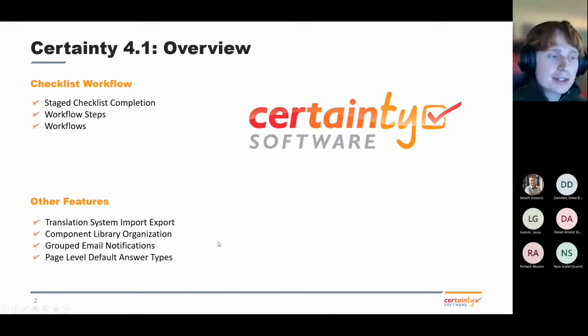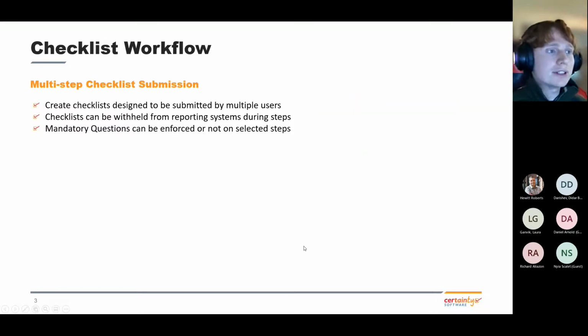Grouped email notifications, which will let you have one email notification for an entire checklist's worth of triggers. That way you don't get spammed by emails when, say, a risk identification notification triggers multiple times on one checklist. And lastly, page level default answer types. This is, again, a quality of life buff that should just make filling out a large checklist or creating a large checklist much, much quicker. We'll start with checklist workflow.